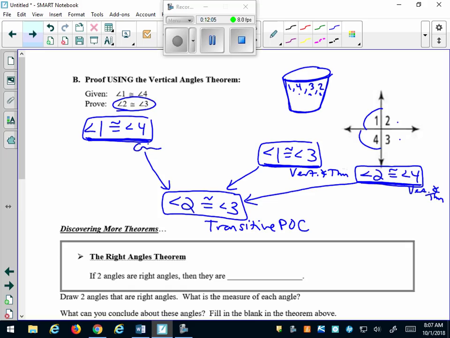Okay, so we don't have to worry about ordering them in any particular order. We just know that if they're all in the same bucket, we can use the transitive property.